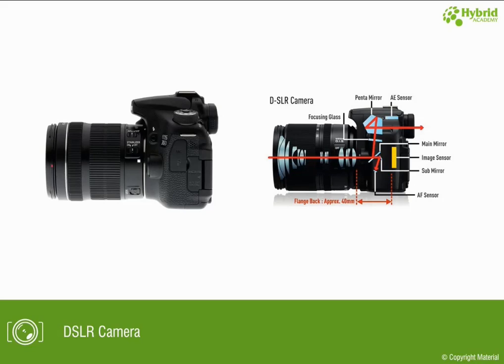From the viewfinder, we adjust our photograph as per requirement. Once the photograph is perfectly adjusted, we click the button and the mirror is flipped in a way that the light now directly falls on the image sensor recording the image.